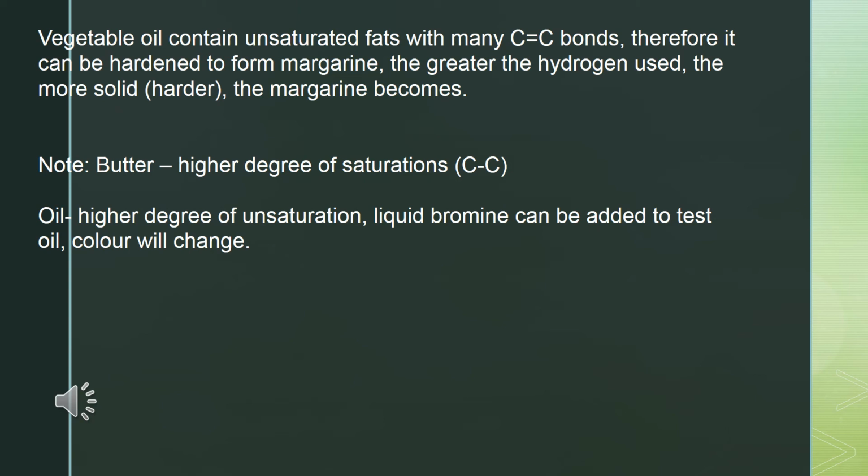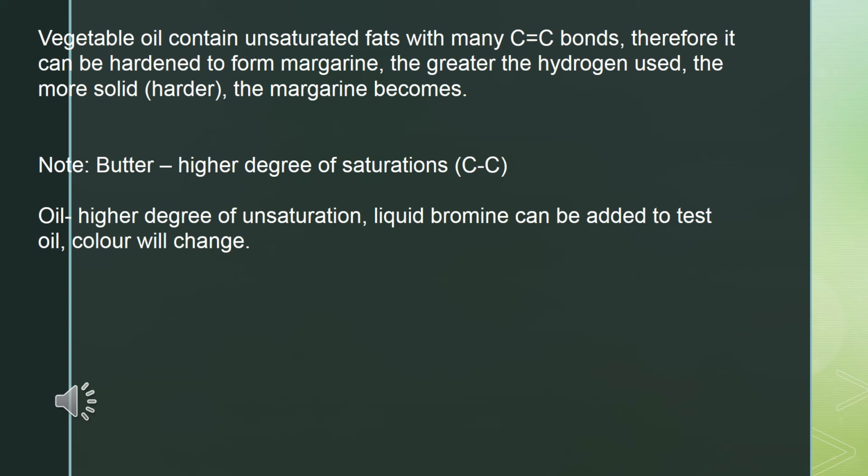So basically, vegetable oil contains unsaturated fats with many carbon-carbon double bonds. Therefore, it can be hardened to form margarine. The greater the hydrogen used, the more solid or harder the margarine becomes. Now, we have a note here that butter actually has a very high degree of saturation, with carbon-carbon single bonds.